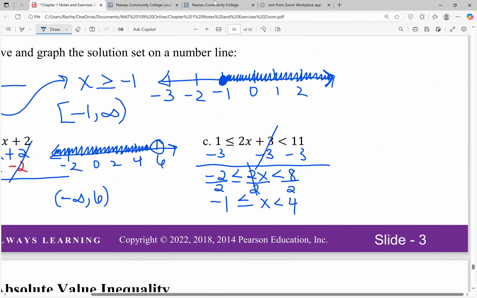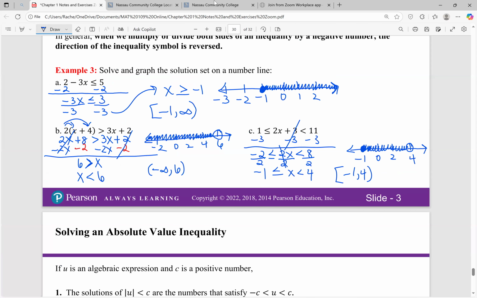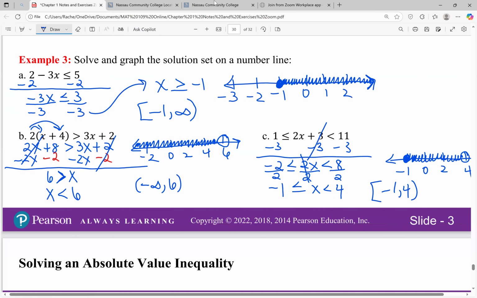And on a number line, we're going to go from -1 inclusive to 4 open, and it's going to be everything in between. And if I wanted to write this in interval notation, we're going to go from -1 to 4. We're including -1, so closed bracket on the -1, and we're not including 4, so it's going to be an open parenthesis on the 4. So that's how we solve an inequality or a compound inequality, and that's how we would represent answers on a number line and in interval notation.